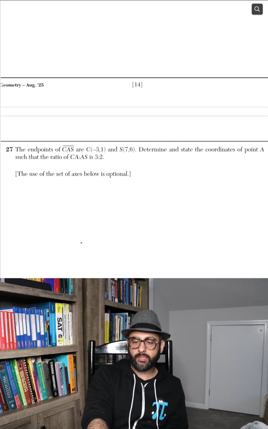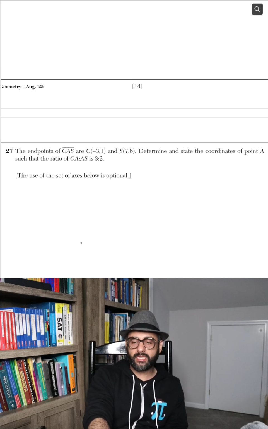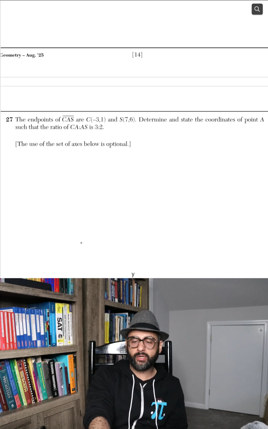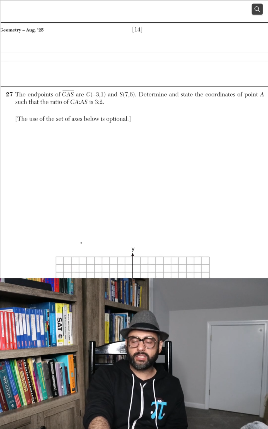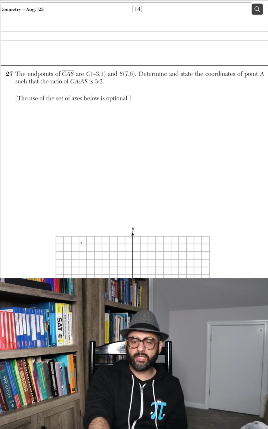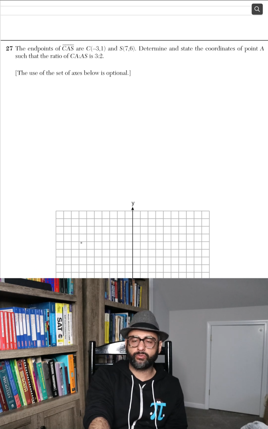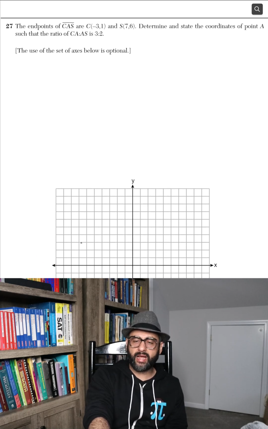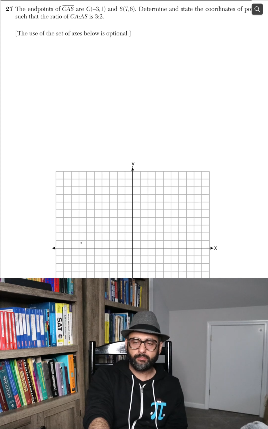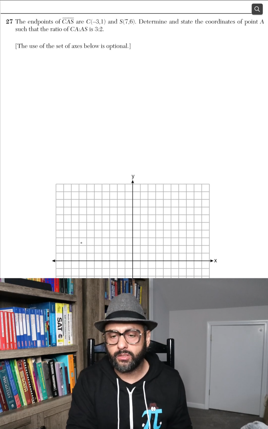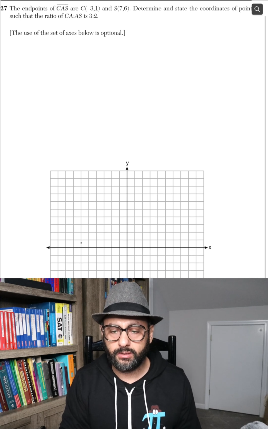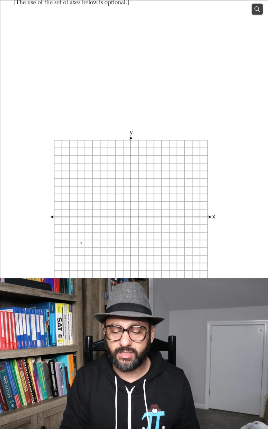Number 27. The endpoints of segment CAS are C(-3, 1) and S(7, 6). Determine and state the coordinates of point A such that the ratio of CA to AS is 3 to 2. The use of the set of axes is optional. Okay, so I'm going to graph this -3, 1, and I'm going to graph the 7, 6.